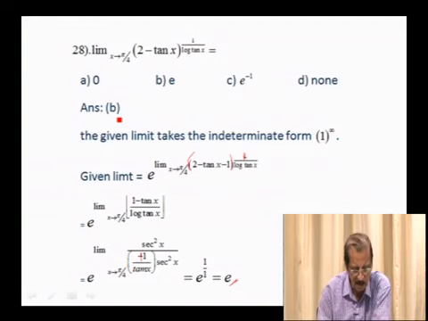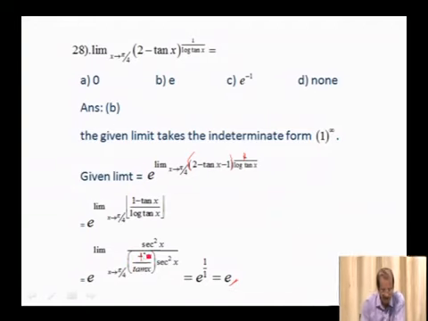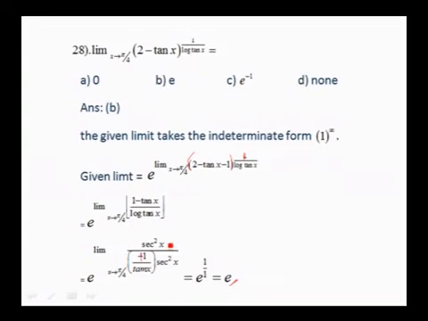So here if you allow x to tend to pi by 4, secant square pi by 4 over 1 over tan x into secant square x. Secant square x gets cancelled. So 1 over tan x as x tends to pi by 4. So e to the power of, this is e to the power of 1 by 1, that is e.